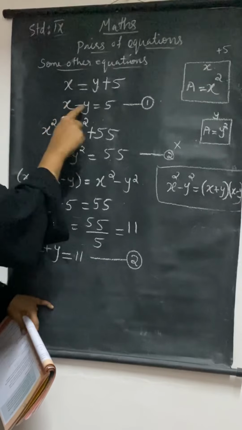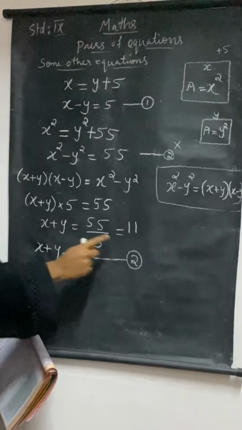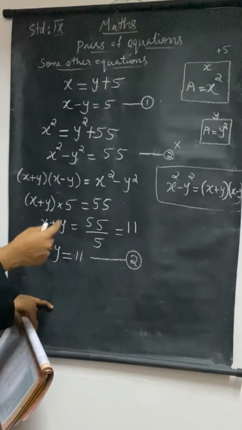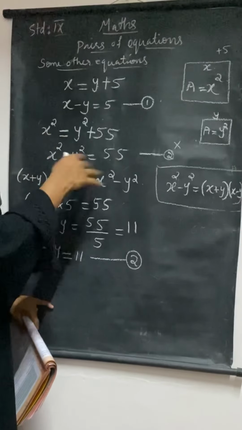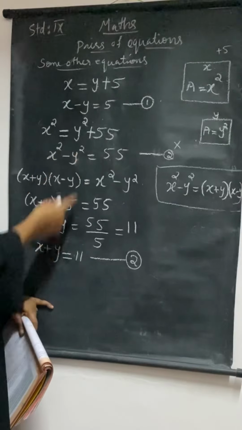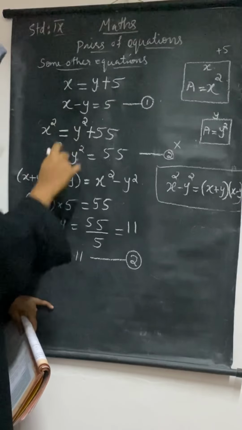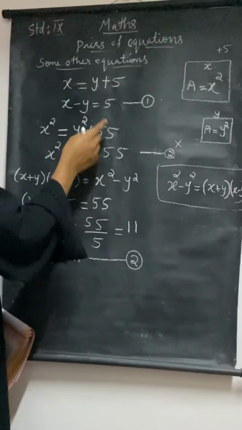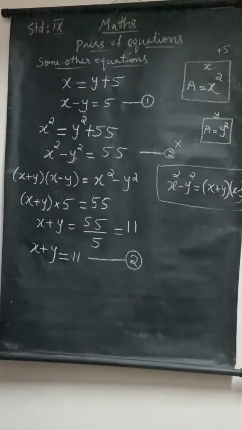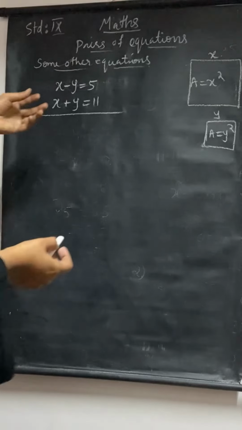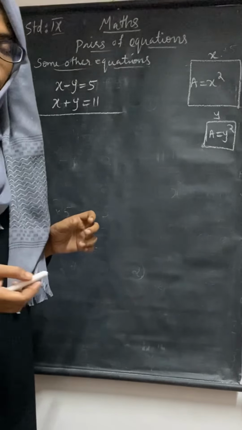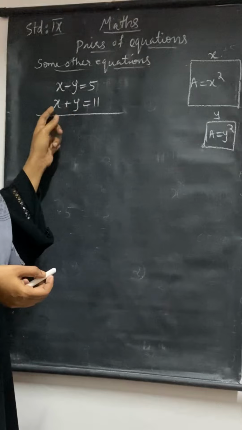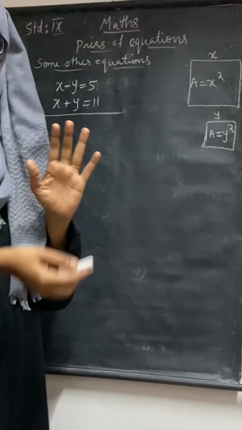Now see, equation 1: x minus y is equal to 5. Equation 2: x plus y is equal to 11. Somewhat the same, no? The squares are all gone. We have changed that equation into this way, so it looks like a similar equation. Now we can simplify these equations and find the values of x and y. So we take equation 1, x minus y is equal to 5, and equation 2, x plus y is equal to 11. So we have to simplify.